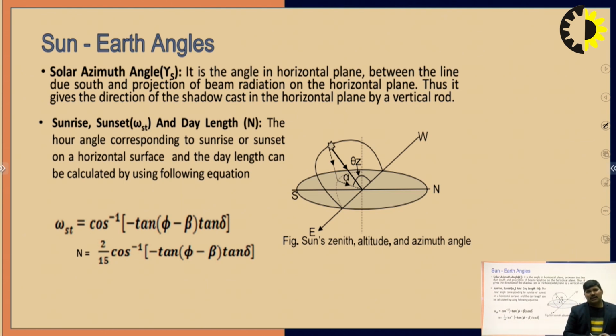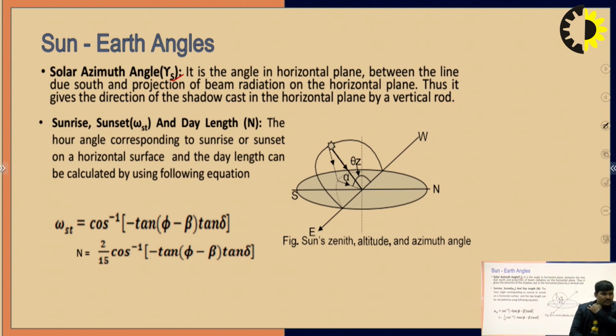So the solar azimuth angle, gamma, as we can say, is represented by gamma, and it is the angle in the horizontal plane between the line due south and the projection of the beam radiation on the horizontal plane. Thus, it gives the direction of the shadow cast in the horizontal plane by the vertical rod.